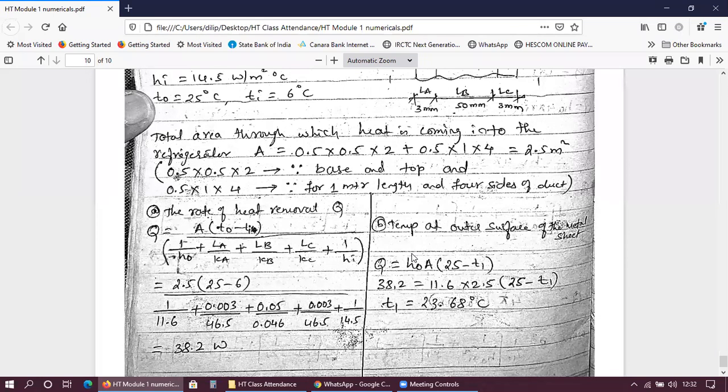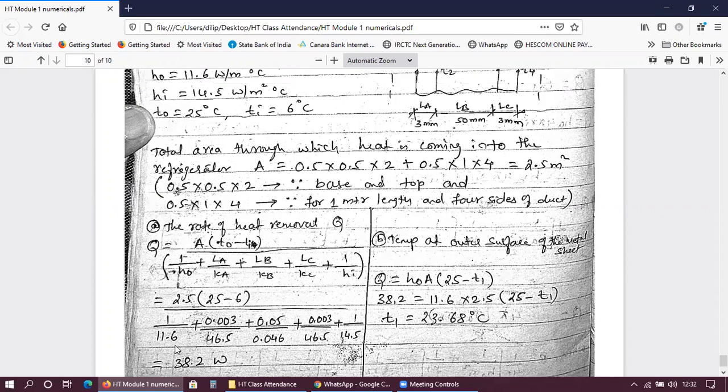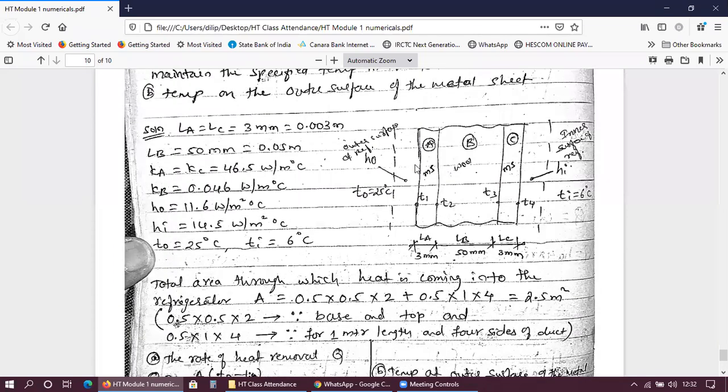Next, we need to calculate the outer surface temperature, right? So for that, since, as I told in all the numericals, the rate of heat transfer, capital Q, is fixed, is the same for all these resistance zones, right?